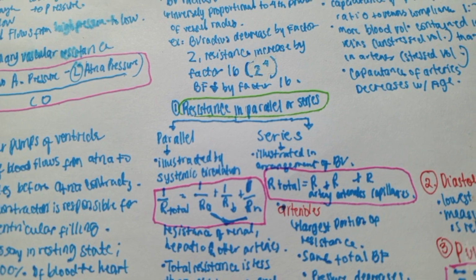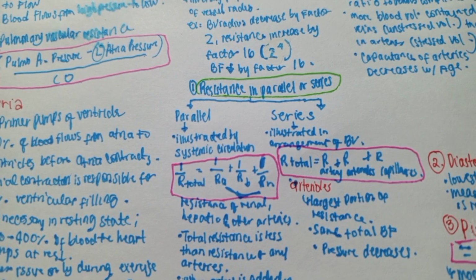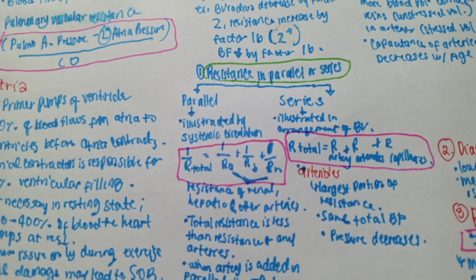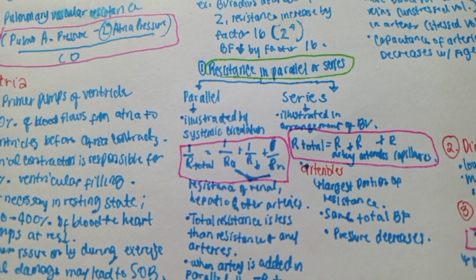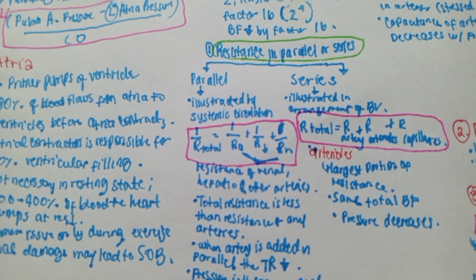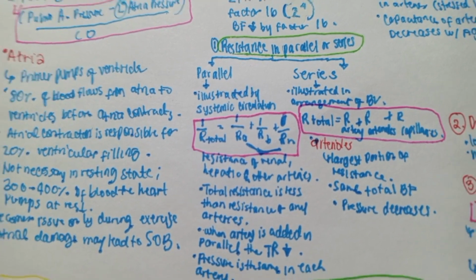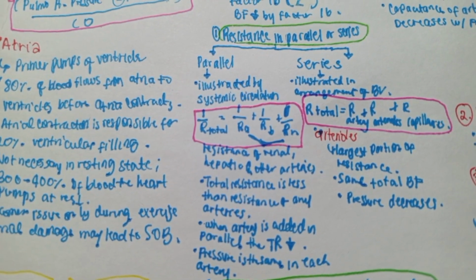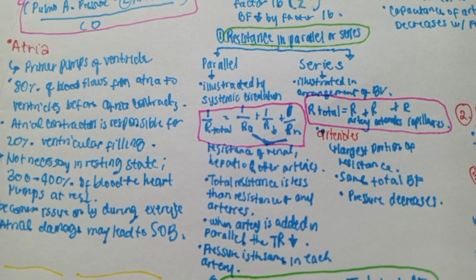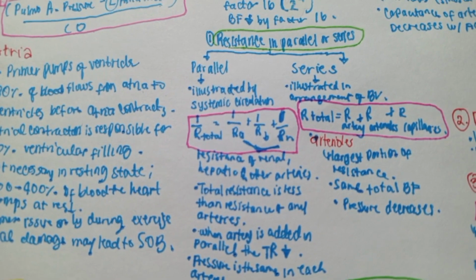Okay, so we have resistance in parallel or in series. In parallel, this is illustrated by the systemic circulation. And we have the equation, so we can see the resistance of renal, hepatic, and other arteries. That's the total resistance. The total resistance is less than the resistance of any single artery. So when an artery is added in parallel, the total resistance decreases. But the pressure is the same in each artery.